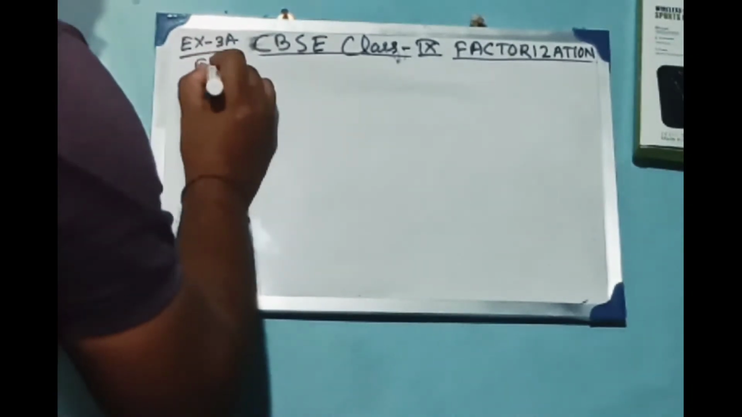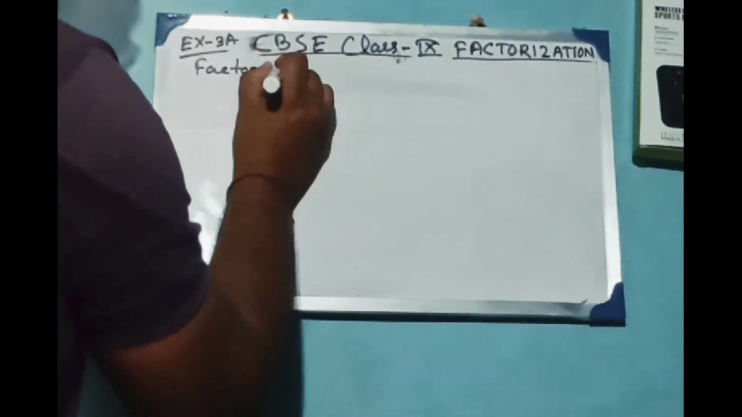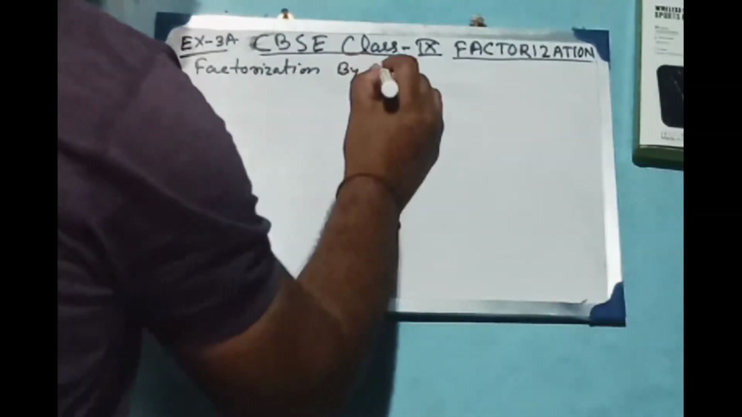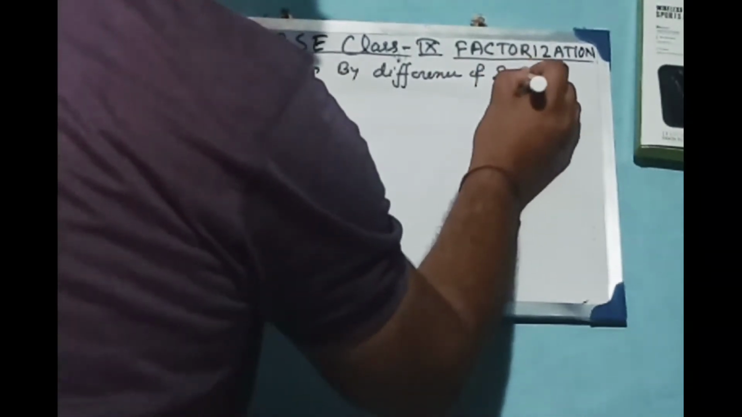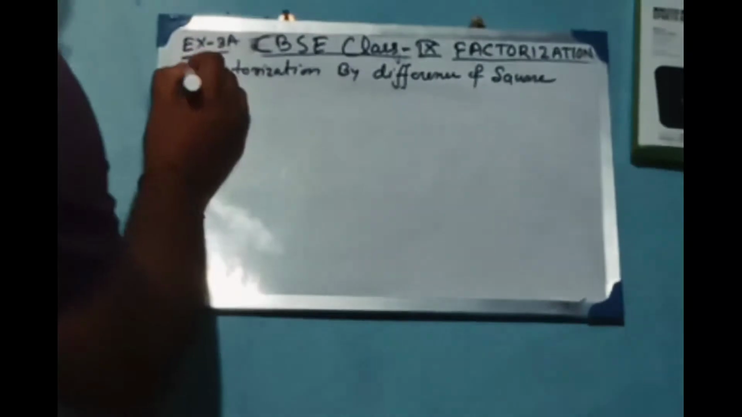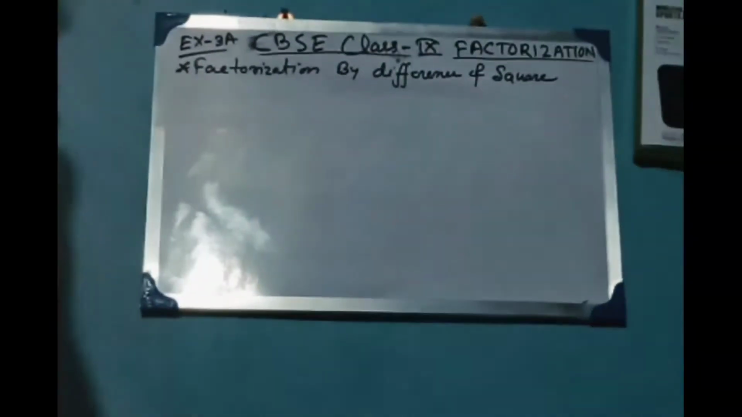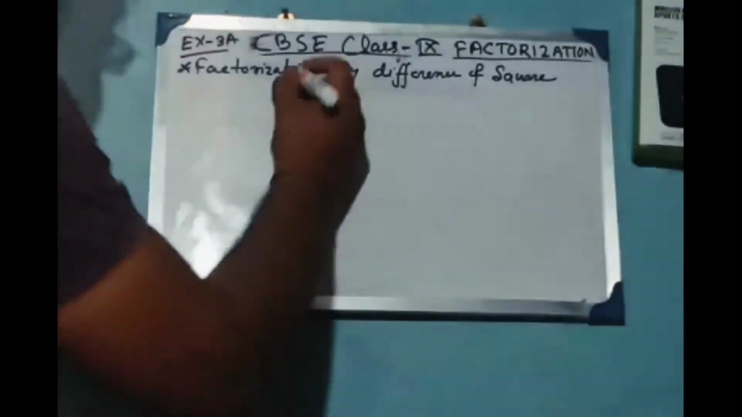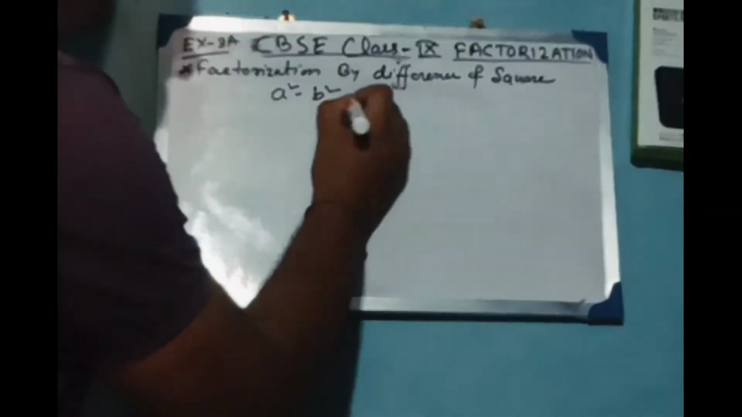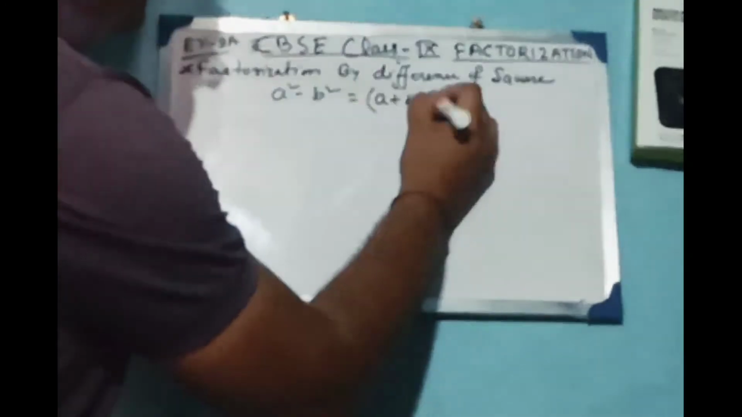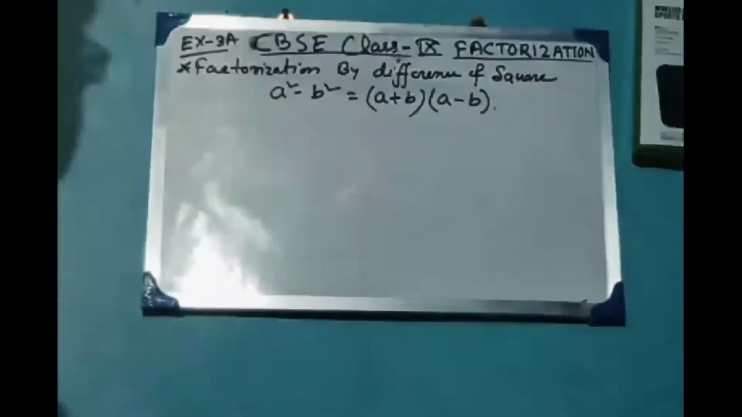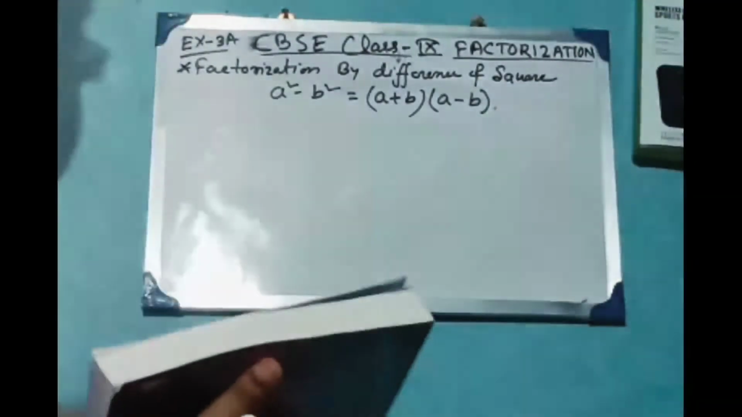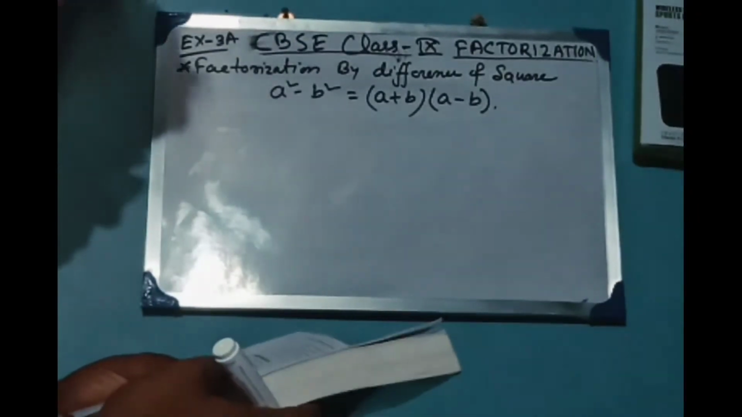Next, come to the factorization by difference of square. Now, before starting that, we have to remind one formula. The formula is a square minus b square equals a plus b into a minus b. Hope all of you know about that. Now, using this, we will factorize a polynomial.